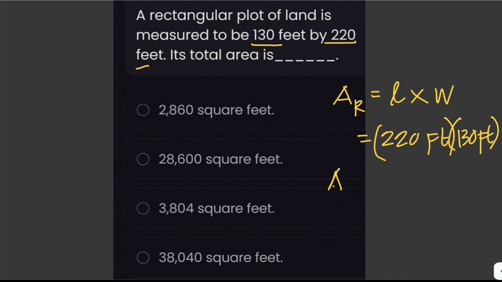feet, which is just equal to 28,600 square feet, or feet squared. So the answer is this one.